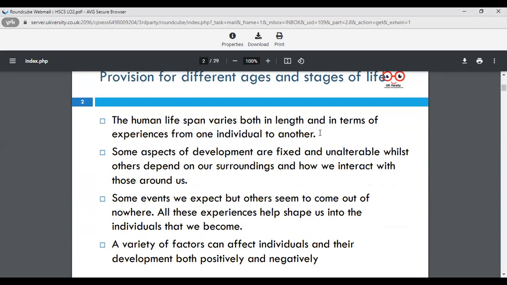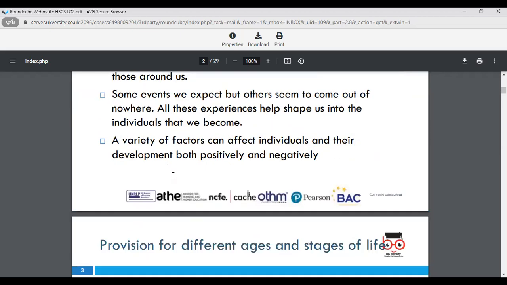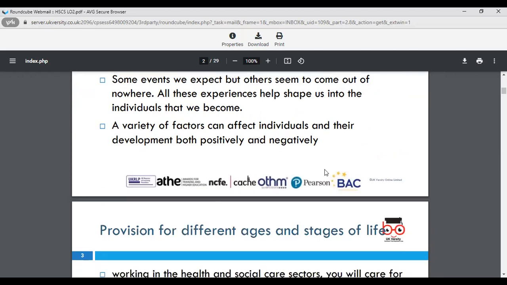So the lifespan varies both in length and in terms of experiences from one individual to another. Some aspects of development are fixed and unaltered, whilst others depend on our surroundings and how we interact with those around us. Some events we expect, but others, obviously, we didn't expect COVID-19 to happen. That happened, so we don't expect everything to happen as it is. A variety of factors can affect individuals and their development, both positively and negatively.